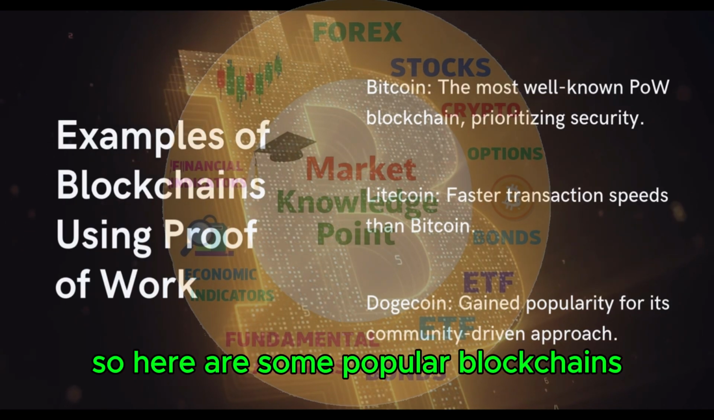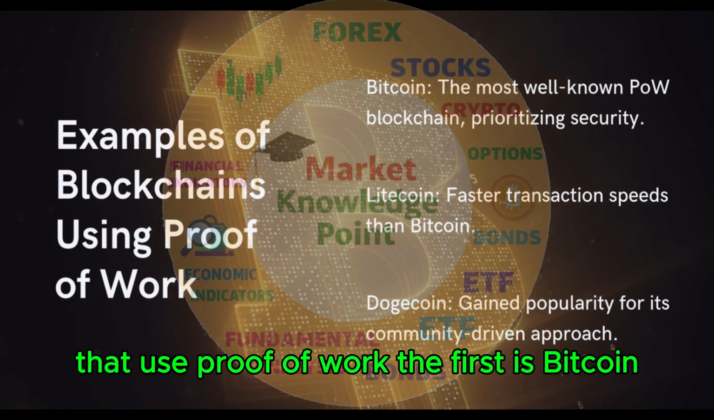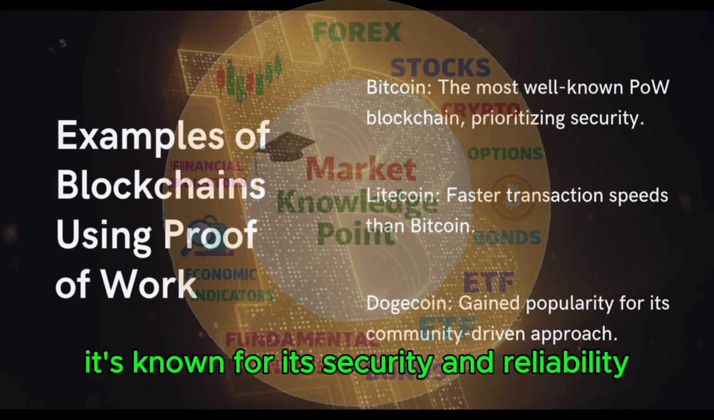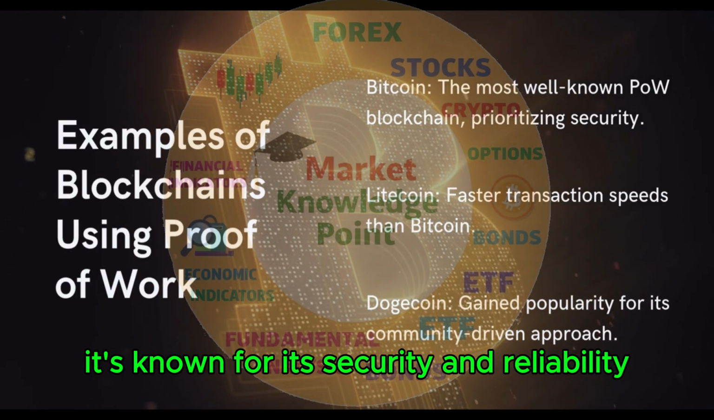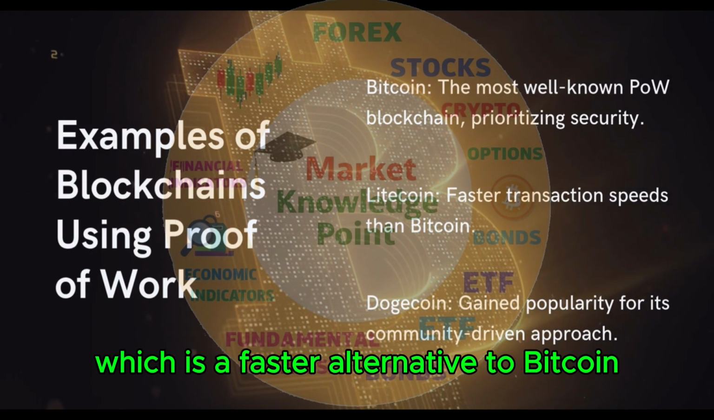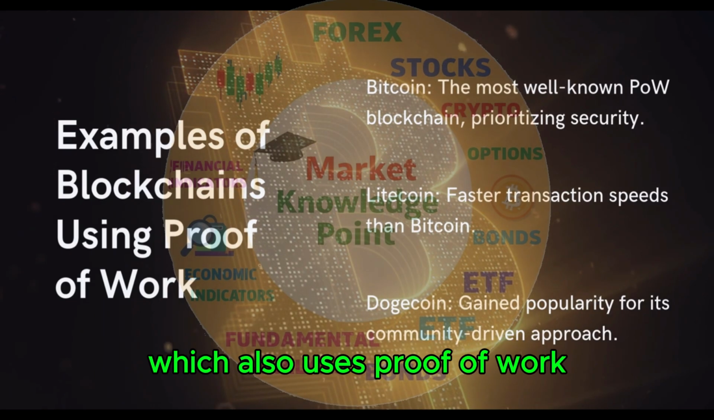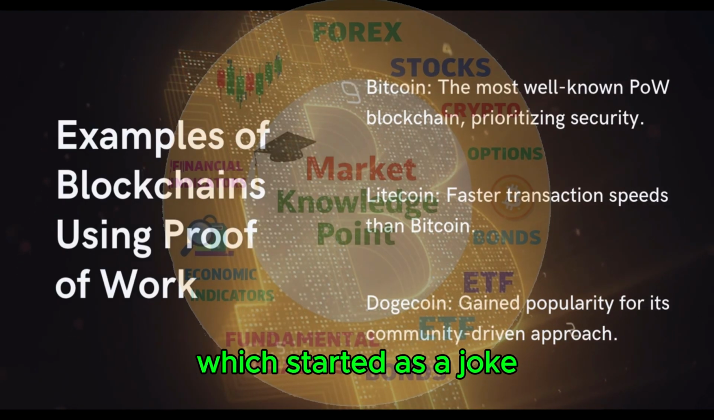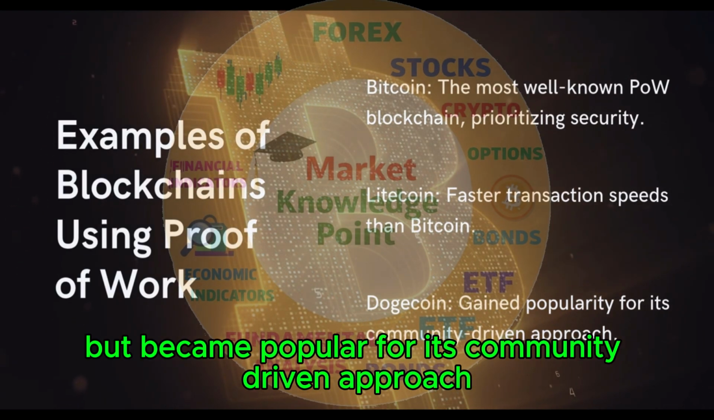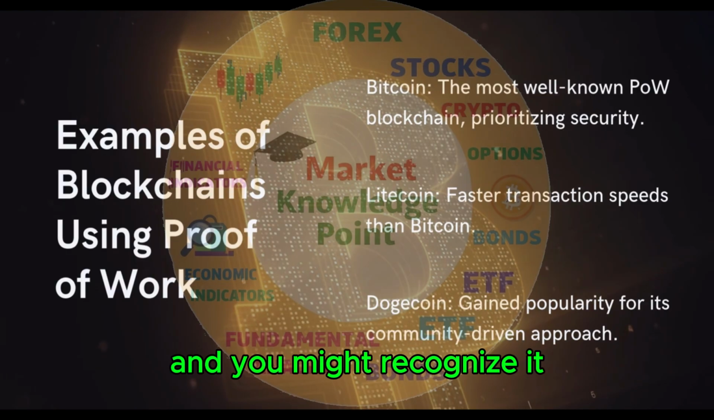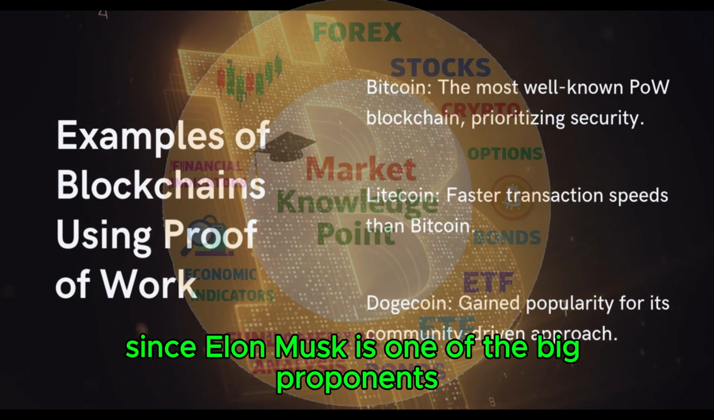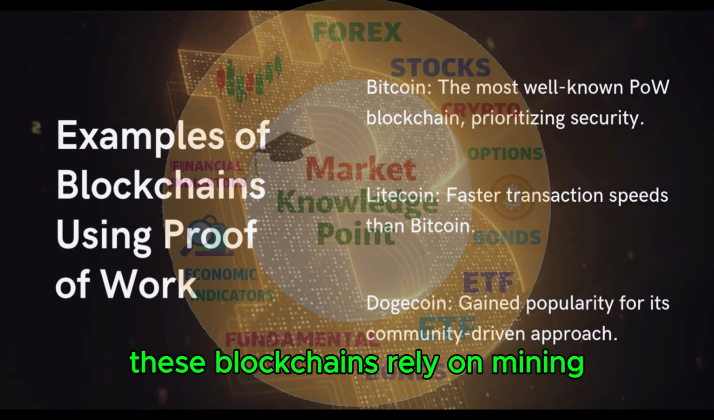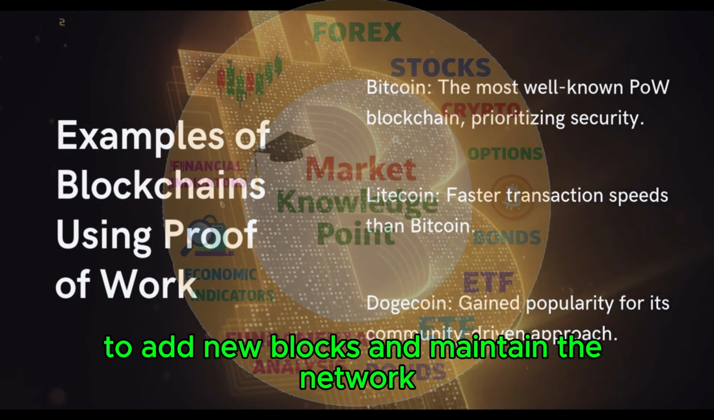So here are some popular blockchains that use proof of work. The first is Bitcoin. The first and most famous blockchain, it's known for its security and reliability. Another one is Litecoin, which is a faster alternative to Bitcoin, which also uses proof of work. And then there's Dogecoin, which started as a joke but became popular for its community driven approach. And you might recognize it since Elon Musk is one of the big proponents of Dogecoin. So these blockchains rely on mining to add new blocks and maintain the network.